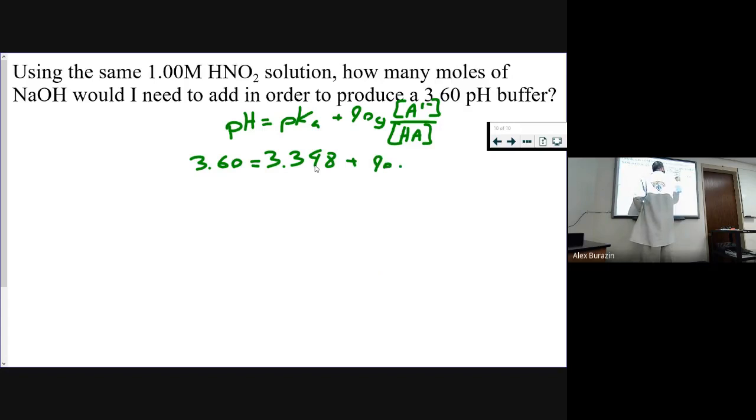Plus the log of base over acid. I don't know my base. I do know my acid. My acid's 1. Let's solve for A1 minus, just to start this thing out. Once we know the molarity of weak base that's required, then we can deal with the other part of this problem. So I'll subtract that from this side.